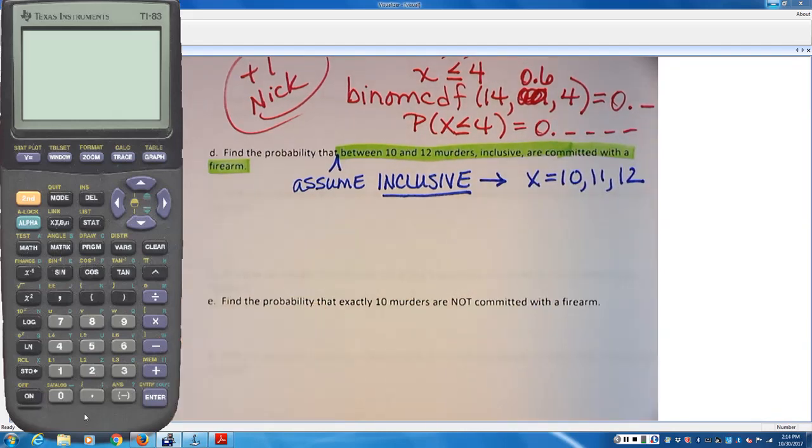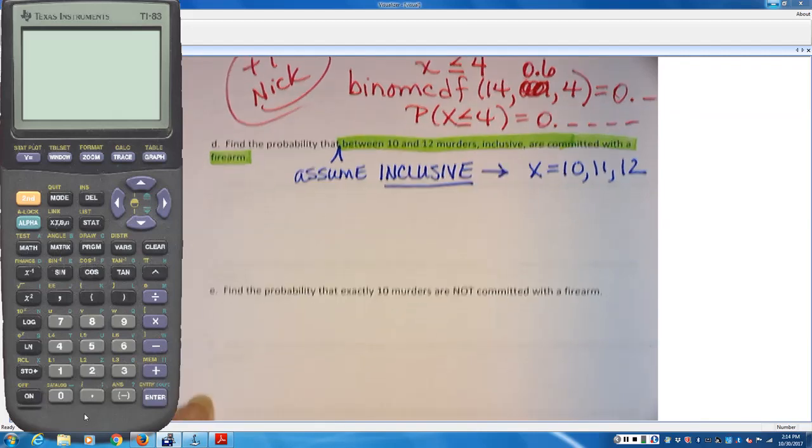Can you use Binomialcdf to do that one? There's more than one way. But I want you to think about this.